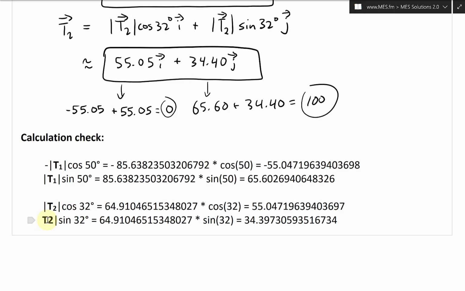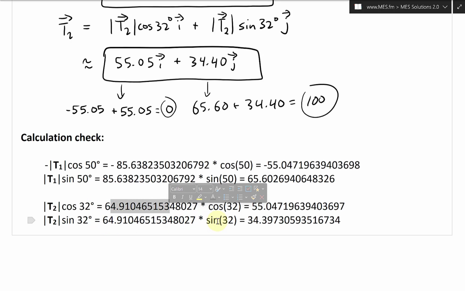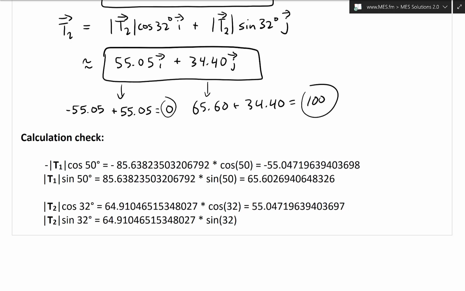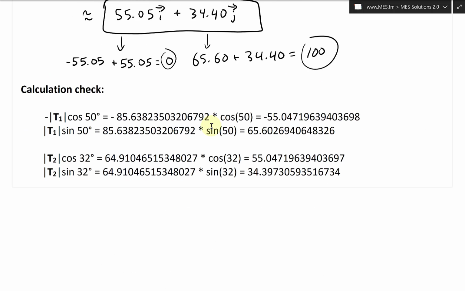Now the next one is T2 sine 32, the same T2 times sine 32. Just to show you, equal space, 34.397, which rounds up to 34.40 and so on. Quite fascinating stuff here. So these ones cancel, they go to 0. This one adds up, goes to 100.